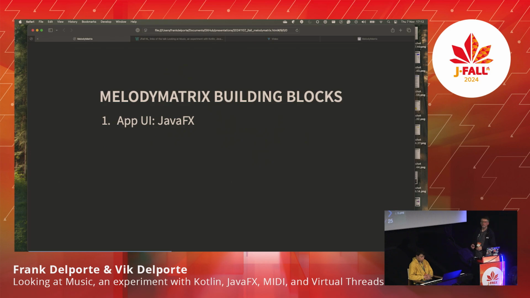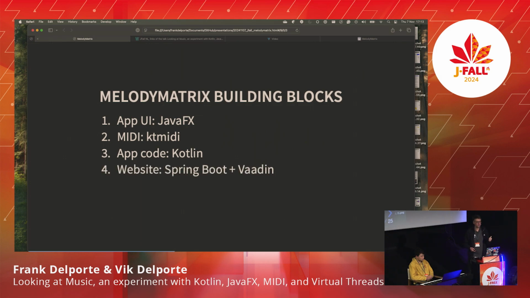So let me give you an overview of what we are using in this thing. For the user interface of the app, I already talked about it a bit, it's JavaFX. For the MIDI, I'm using the KT MIDI library, so that's Kotlin. For the application code, I also decided to use Kotlin. I'll explain why. And for the website, I use Spring Boot and Vaadin because we already use that for the drums website. I use it for my job. I have used it at my previous job, so it's something I know. So that was simple. I could get started very easily.